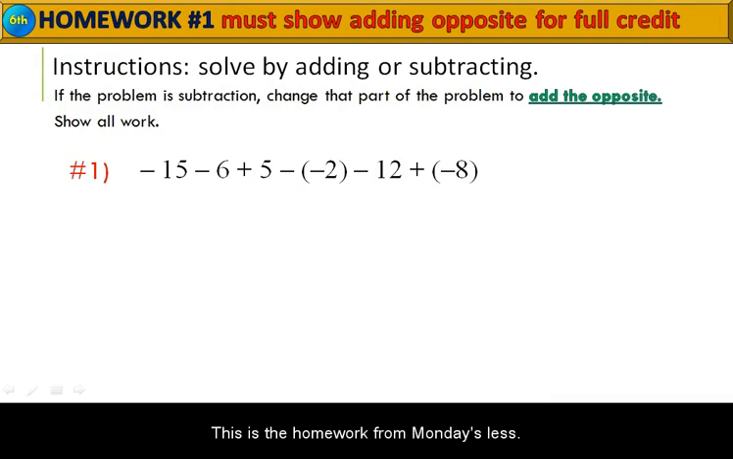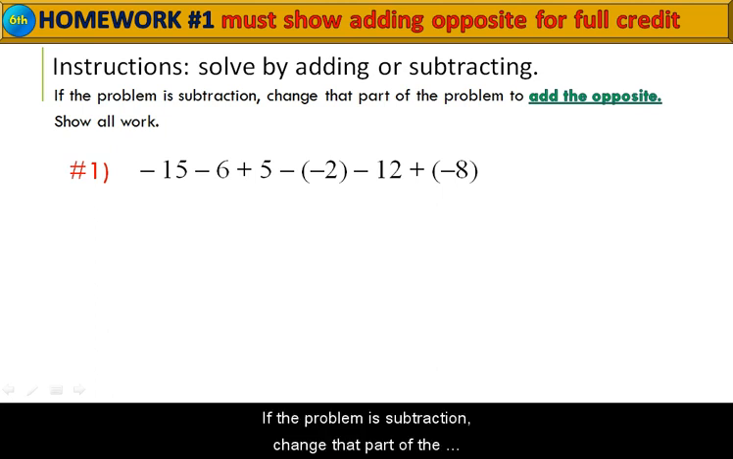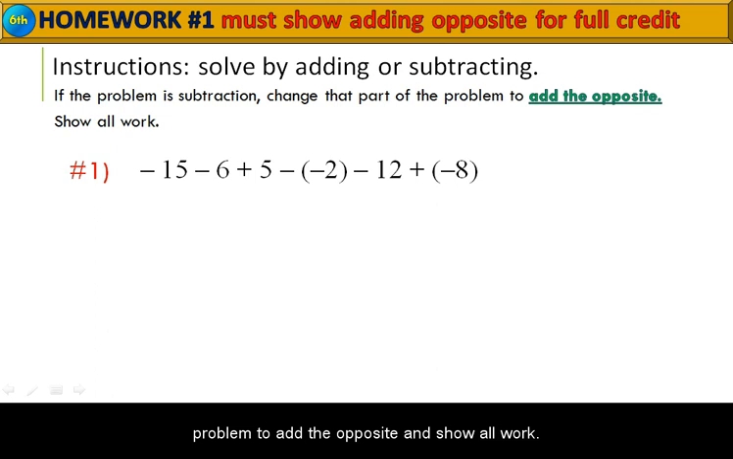This is the homework from Monday's lesson. The instructions say to show work by adding the opposite for full credit. Solve by adding or subtracting. If the problem is subtraction, change that part of the problem to add the opposite and show all work. The expression reads negative 15 minus 6 plus 5 minus negative 2 minus 12 plus negative 8.